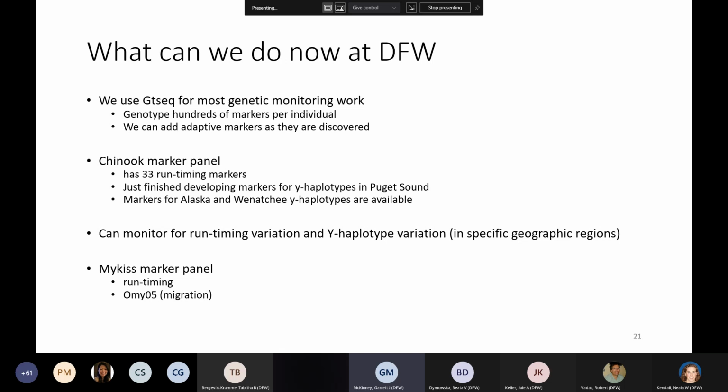So for Chinook salmon, we can currently monitor runtime variation and Y-chromosome haplotype variation in specific geographic regions. And again, that's associated with male age at maturity. And in the Wenatchee River, at least, there's one that's specifically associated with jacking.